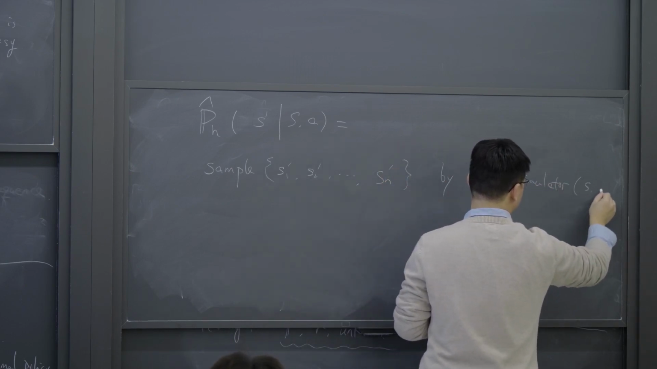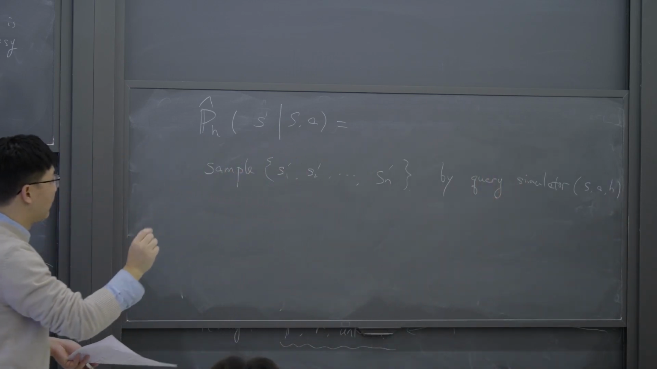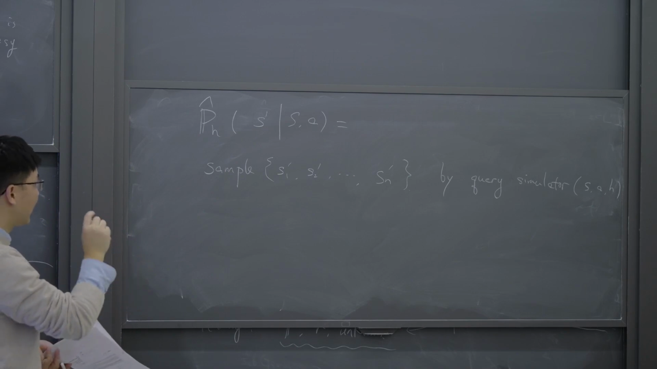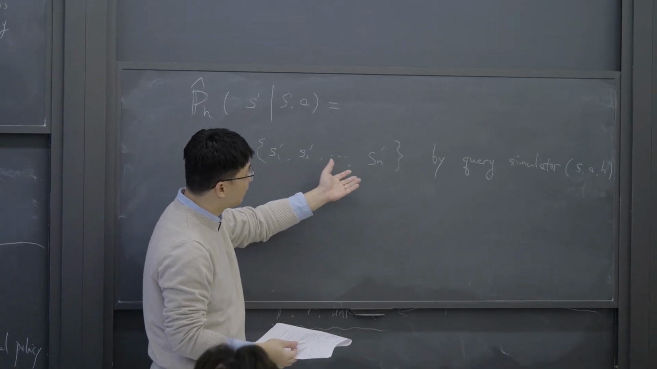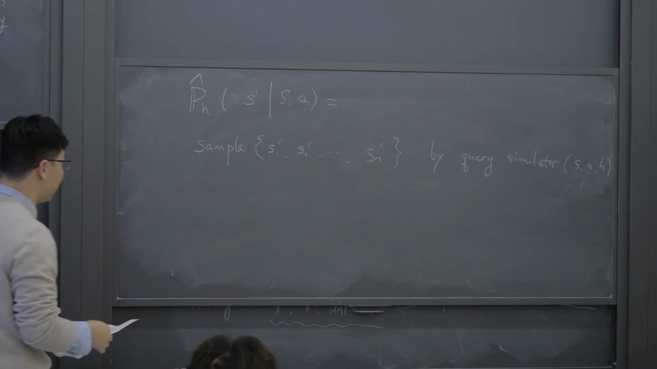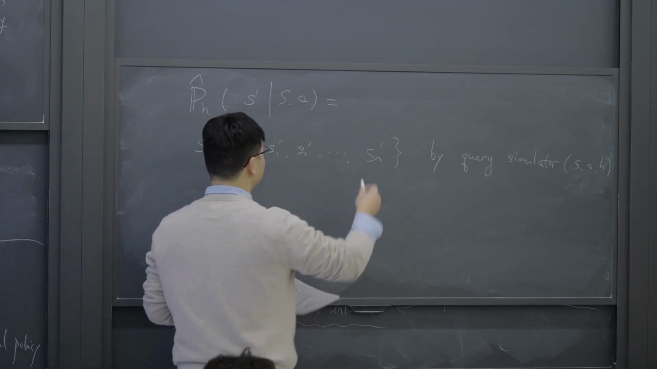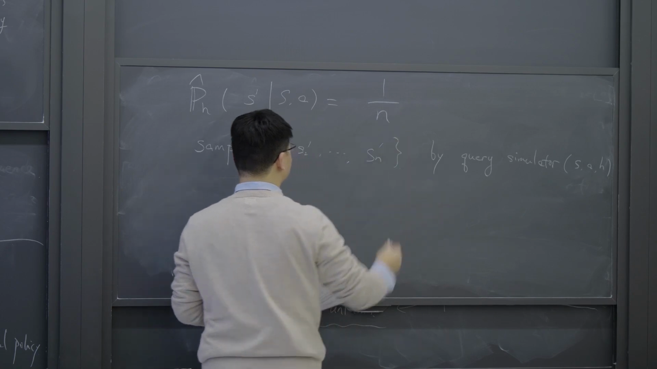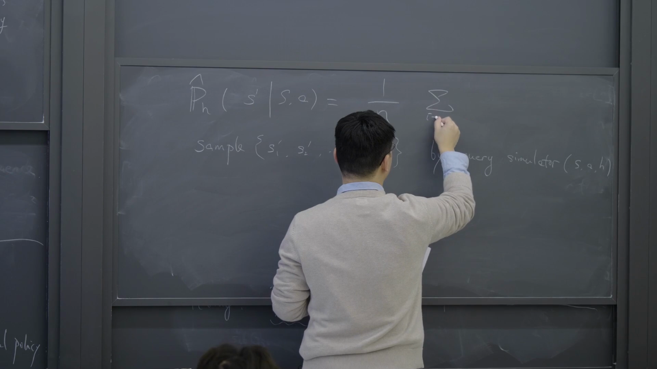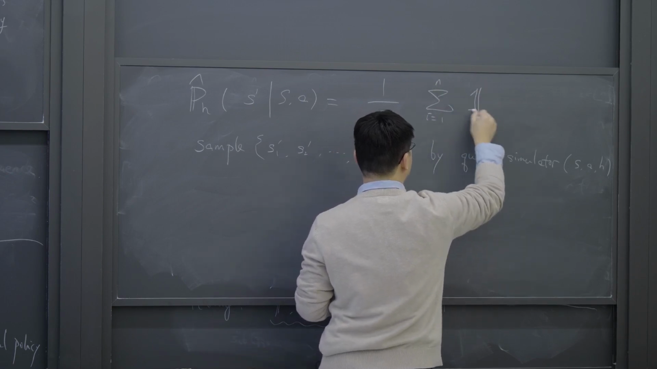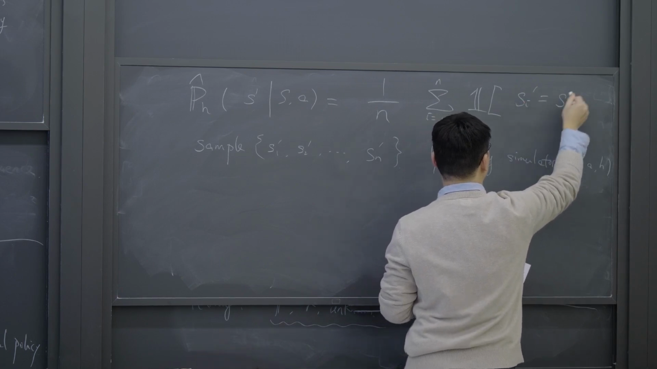The same s, a, h. So we'll basically keep repeating querying the simulator, the same step h and the same state action (s, a). And then we get a lot of next state samples. They're all random samples from the next state distribution. And we will estimate this transition probability to be basically the empirical frequency. That is, 1 over n times the summation i from 1 to n of the indicator of si' equal to s'.